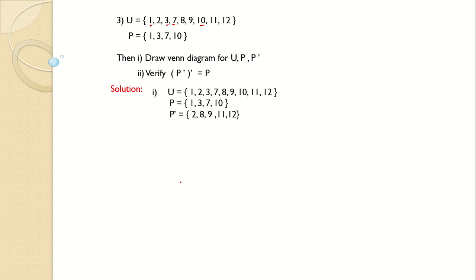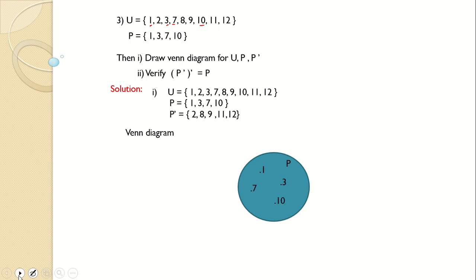Now just draw the Venn diagram. We will draw P inside. The remaining elements of P complement will be outside. So P and P complement both together will make universal set. Same like how we have done in the previous sum. So 1, 3, 7 and 10 inside, and remaining elements outside: 2, 8, 9, 11, 12. That's going to be your universal set.